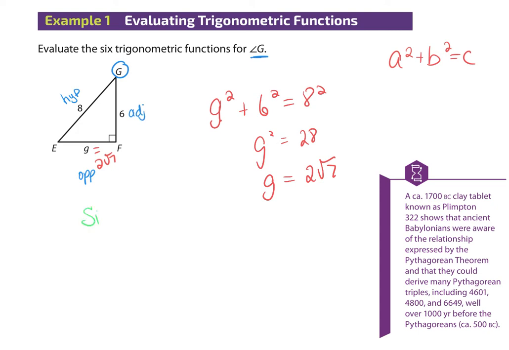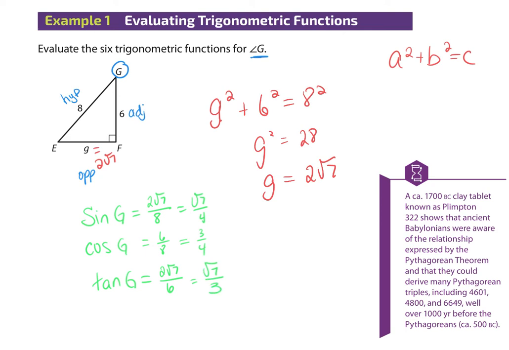The sine of G is going to be opposite over hypotenuse. We do want to reduce, right? My cosine is going to be adjacent over hypotenuse. Again, we want to reduce. And my tangent is going to be opposite over adjacent.